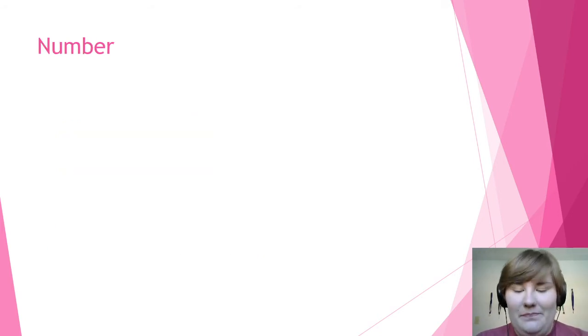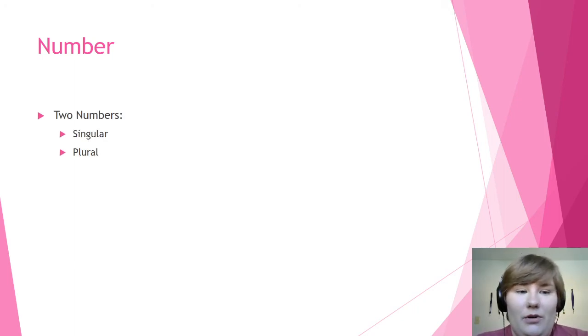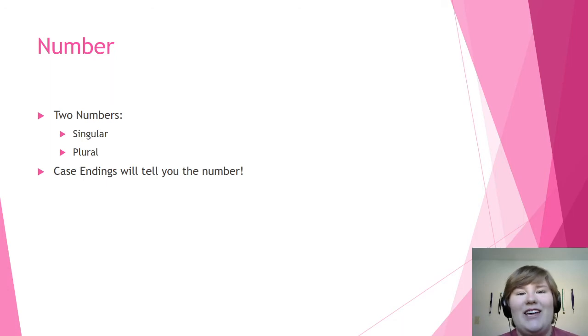Then comes number, okay? So again, your two numbers are singular and plural. Dog and dogs, right? Cat and cats. Horse and horses. Your case endings, the ending of the word, will tell you whether it's a singular or plural noun. That gets us into talking about case.